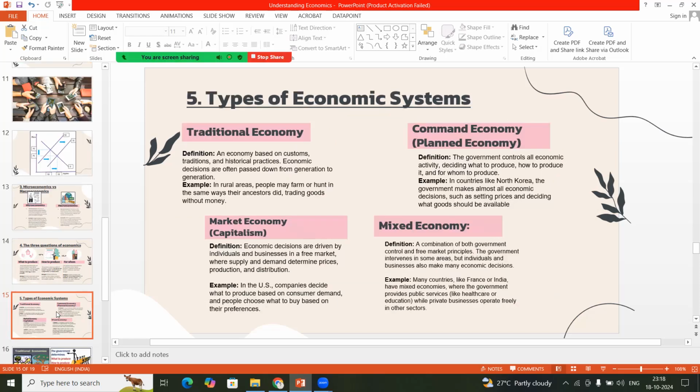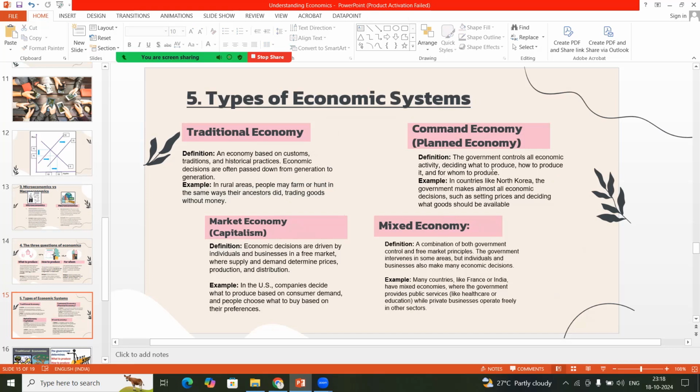Now there are different types of economic systems: traditional economy, command economy, market economy, mixed economy. Traditional economy is an economy based on customs, traditions, and historical practices. Economic decisions are often passed down from generation to generation. For example, in rural areas, people may farm or hunt in the same ways their ancestors did, trading goods without money. So this is a traditional economy, which people in our rural areas follow.